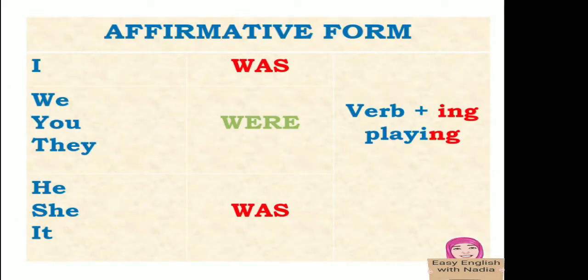The past continuous in the affirmative form: I plus was plus verb plus ing. We, you, they plus were plus verb plus ing. He, she, it plus was plus verb plus ing. For example, I was playing football.